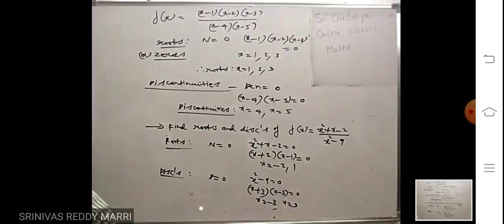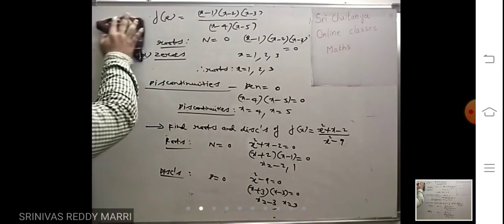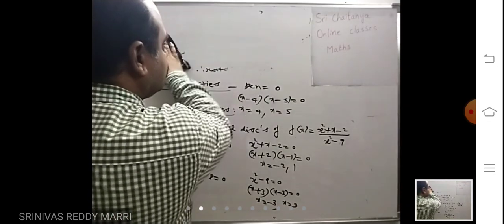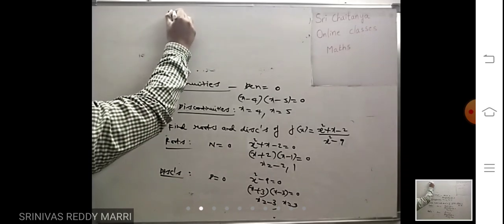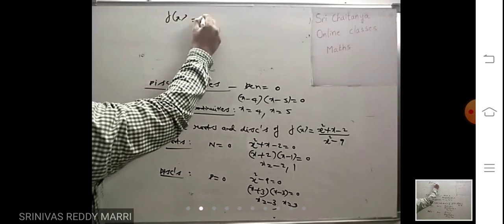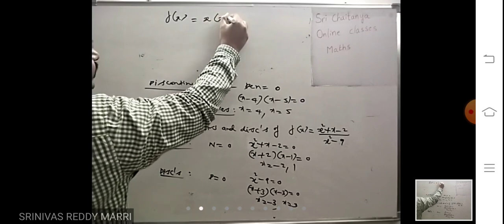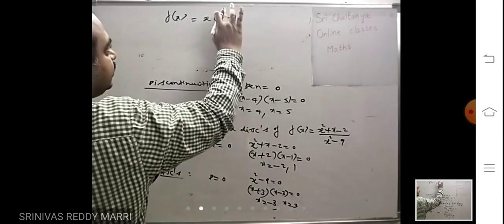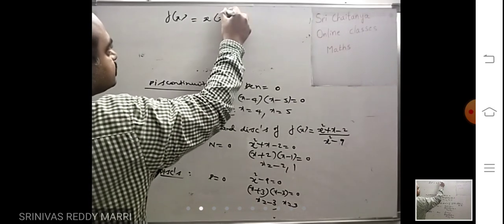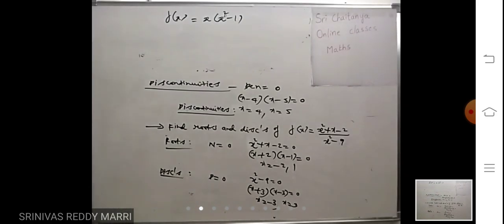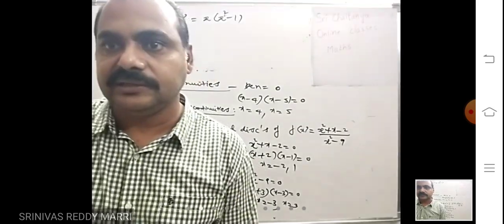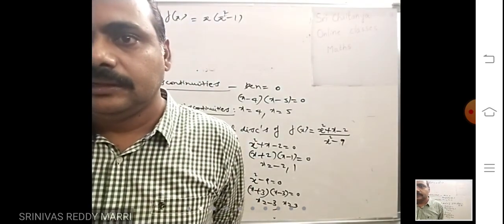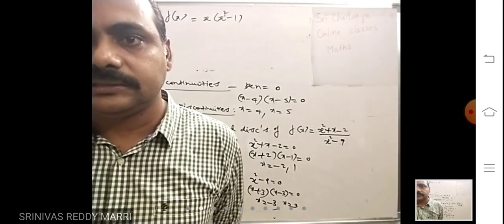Anybody has doubt? Suppose I am asking one more question. Look at it. Suppose it is given like this: x into x square minus 1. You have to find roots and discontinuities.